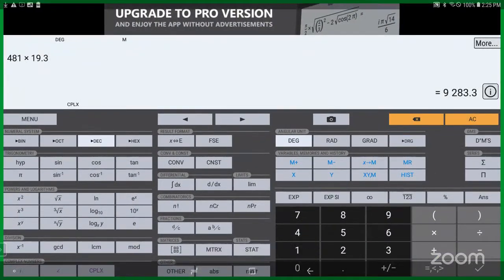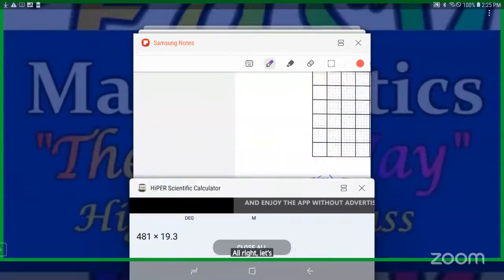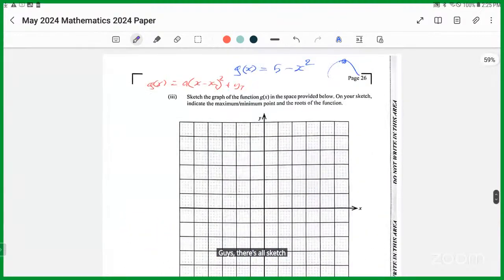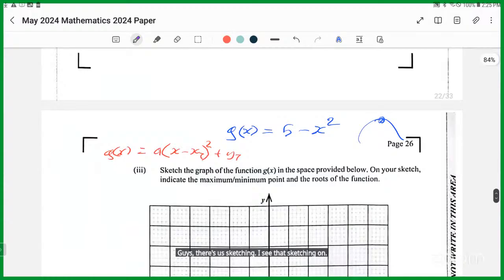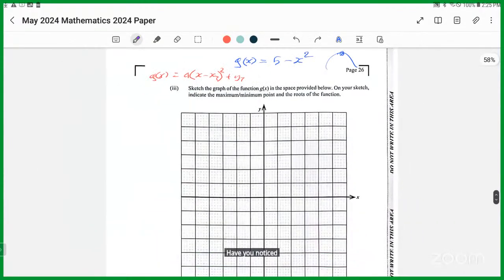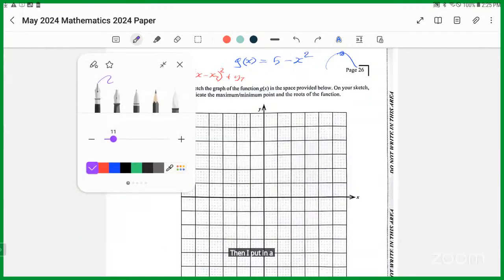2.23. All right, let's put 2.2. So this is plus or minus 2.24, you say? All right, let's write 2.2. Guys, we're still sketching now, but we just have to give a graph, so we want to get some accuracy on it, right? If you notice, they're not putting a scale for us, so we're going to have to put some scale on it.